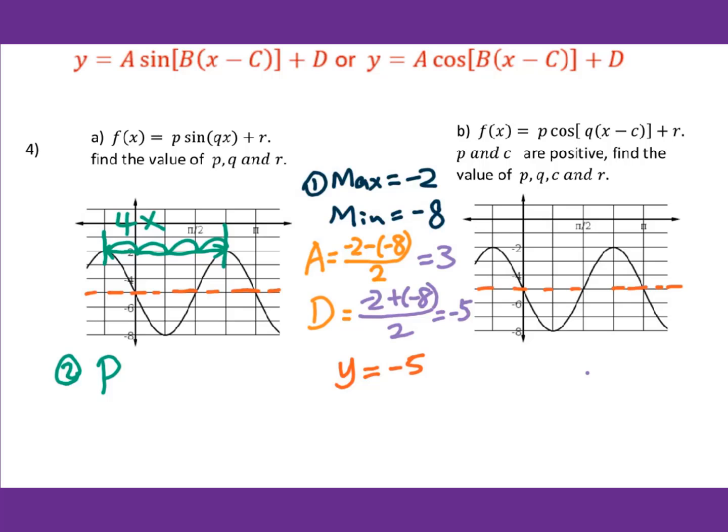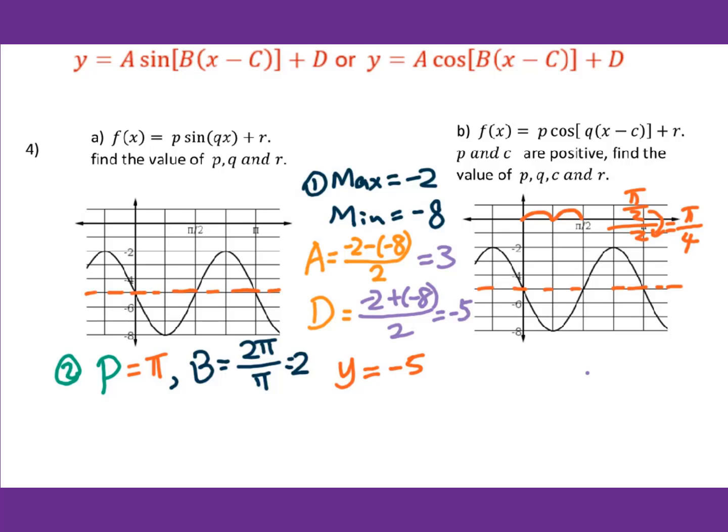Between pi over 2, we have 2 units. So pi over 2 over 2, that will be pi over 4. Therefore, this is a pi over 4. You will get 4 pi over 4 equals pi. So P equals pi. And we will get B equals 2 pi over P, that means equals 2. We already figured out A and D and also B.